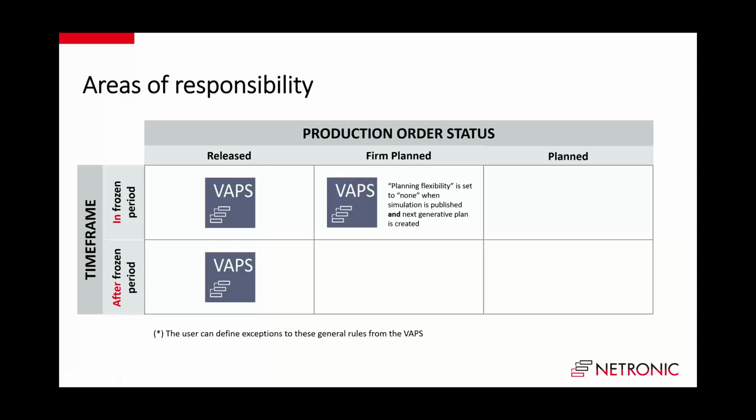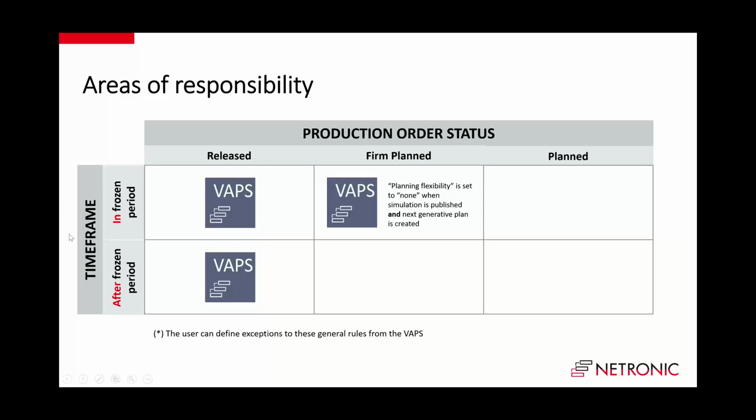No way. We also will not change it by you moving stuff in the VAPS and then publishing the simulation. Also not sufficient. But we will set the planning flexibility to none if you move a release production order into the frozen zone, if you then publish the simulation, and when somebody, maybe the master planner, then creates the next generative plan that also includes this time period, then we will set the planning flexibility to none.